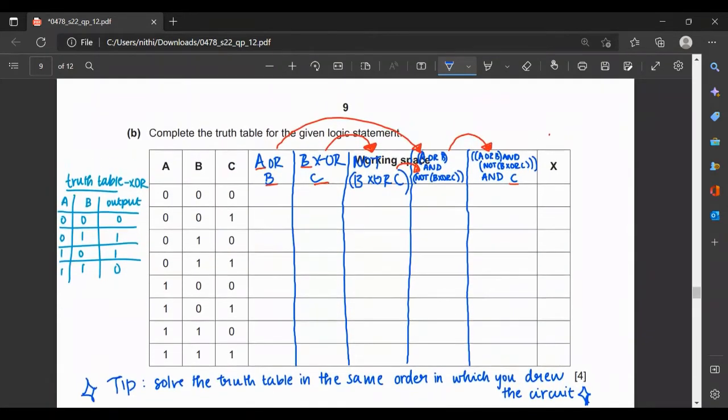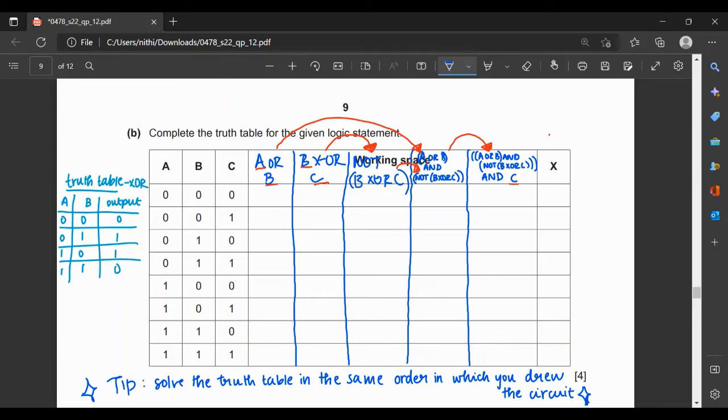Okay, so moving on, sub question B asks us to complete the truth table for that logic statement. As I've written below, the tip to solve the truth table easily is to solve it in the same order in which we drew the circuit. I've written down the order in which we solved it above, and I've also drawn arrows to make it easier to show which value should be carried over where. I've also drawn the truth table for XOR because that is a pretty tricky one.